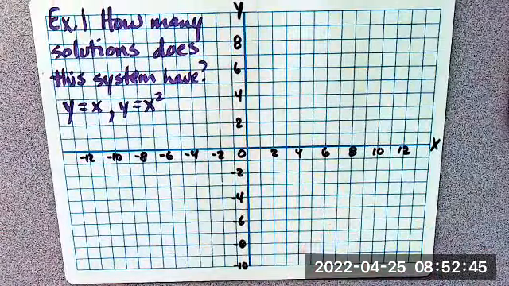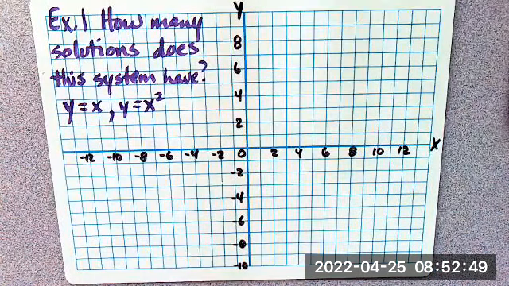So let's look at how many solutions this system has. And a system just means there's more than one equation. So as soon as you have two or more equations, you have a system.